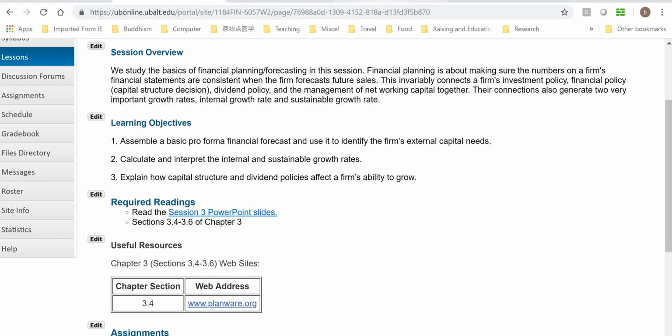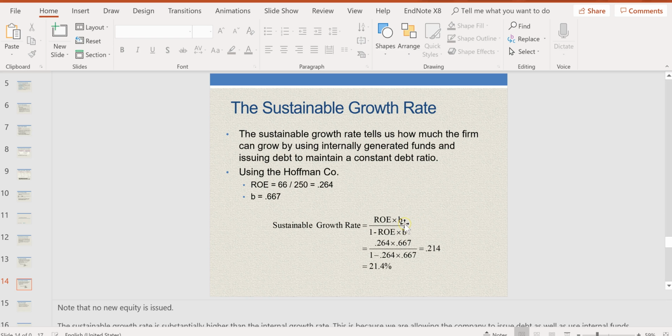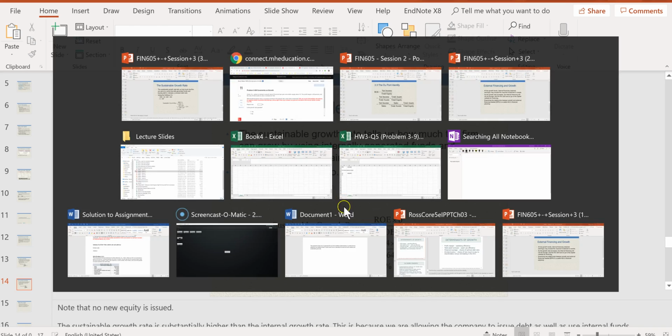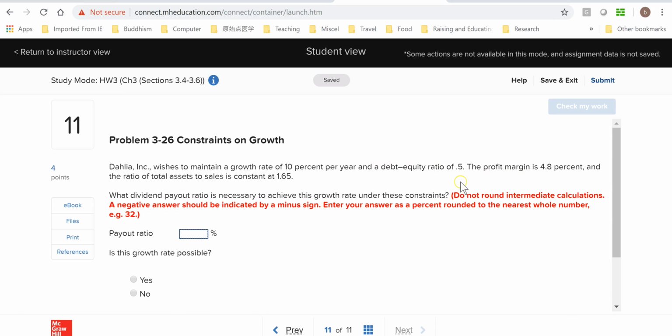Because the question is asking for the dividend payout ratio, once we can figure out the profit retention ratio, we can also easily figure out the dividend payout ratio. The formula is ROE times b divided by 1 minus ROE times b. We know this growth rate is 10%, and the question is asking what b is necessary to maintain that growth rate. The one unknown variable so far is ROE, but based on the information given, we can calculate it.